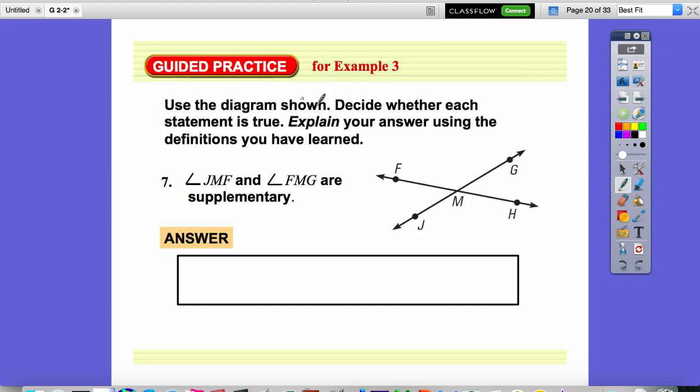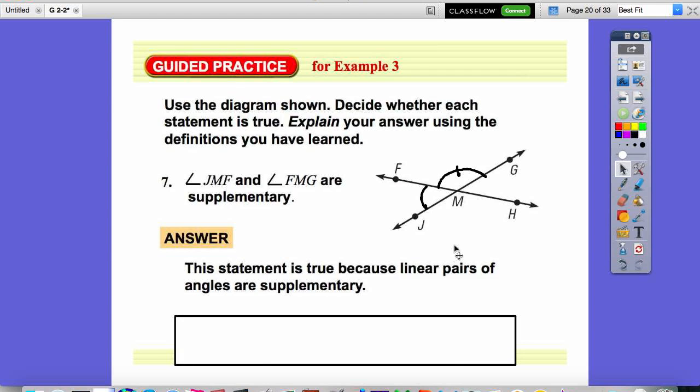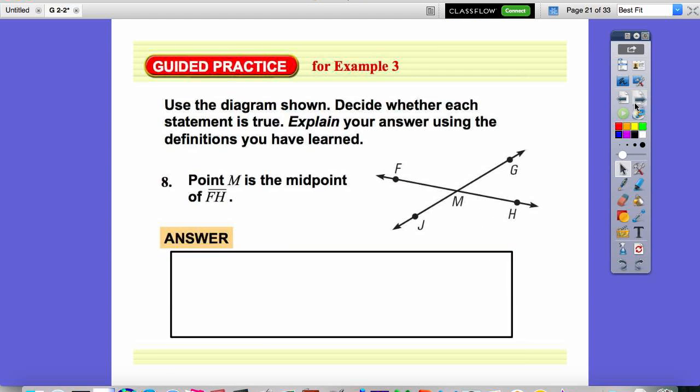Using the diagram, decide if you have enough information to say if the statement is true and explain your reasoning. Angle JMF and angle FMG are supplementary. Well, we can see that they form a linear pair, and if they form a linear pair, then they are supplementary, because linear pairs of angles are supplementary.